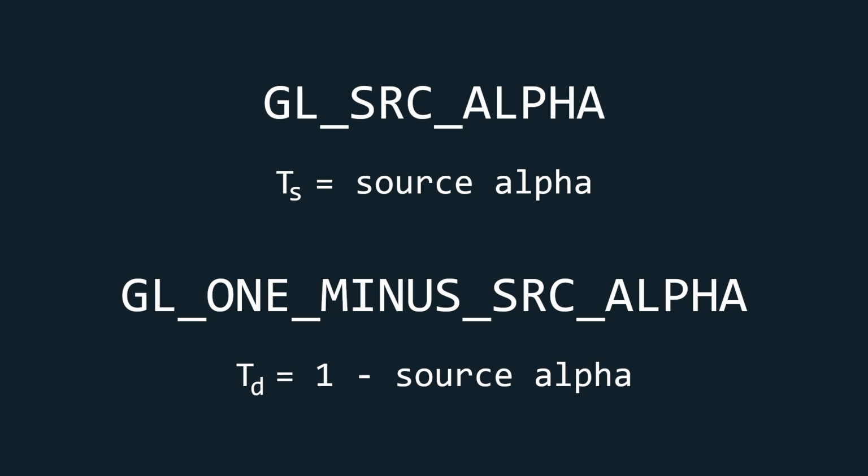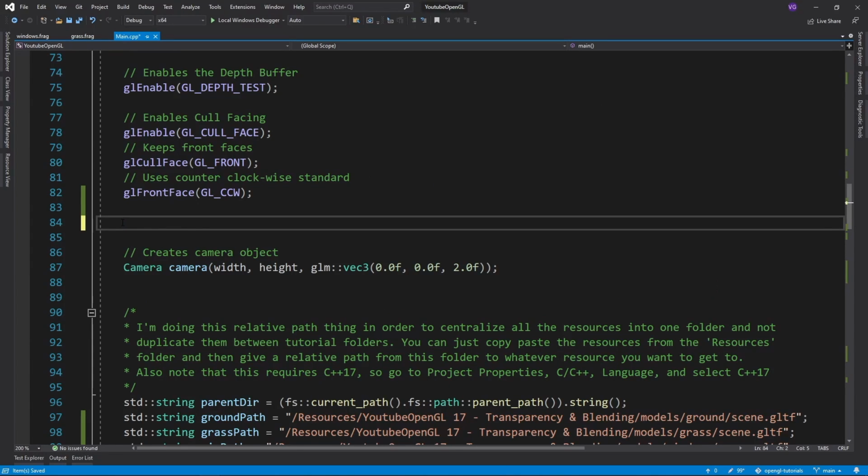These transparencies can have different formulas. The most common one is that in which the source gets its transparency value from the alpha part of the source color, while the destination's transparency is 1 minus the alpha value of the source. So now let's tell OpenGL we want to use this configuration using glBlendFunc, specifying the source and destination functions.